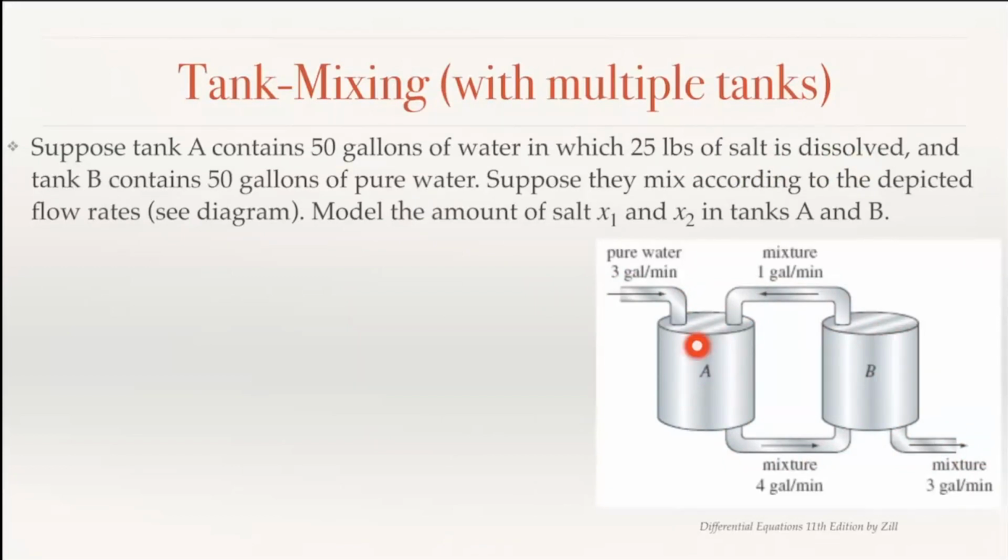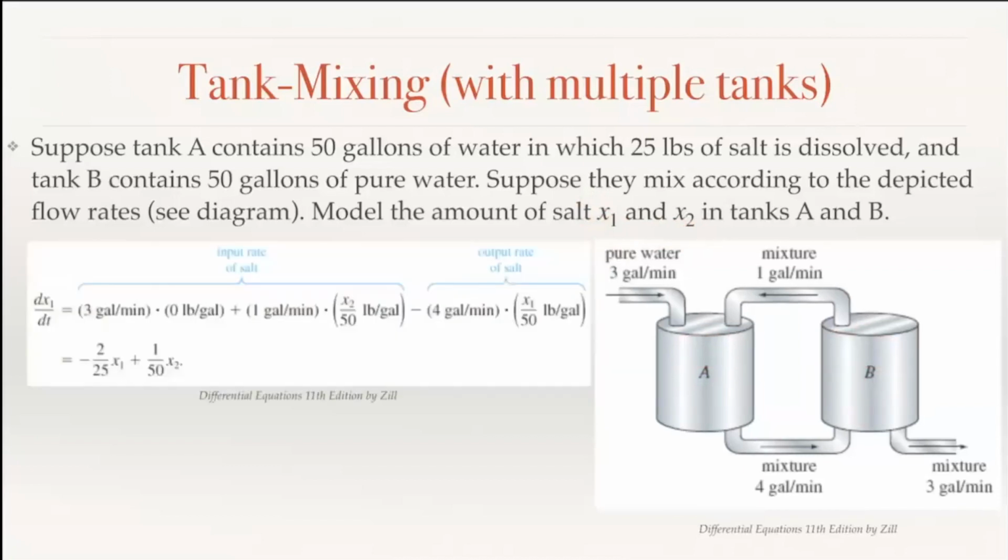So the rate of change of salt in tank A will be a function of not only the amount of salt in tank A, but also the amount of salt in tank B. So dx1 dt will be a function of both x1 and x2. And likewise for dx2 dt. And remember that our way of doing this is to compute the input rate of salt and the output rate of salt. Let's label a few things.